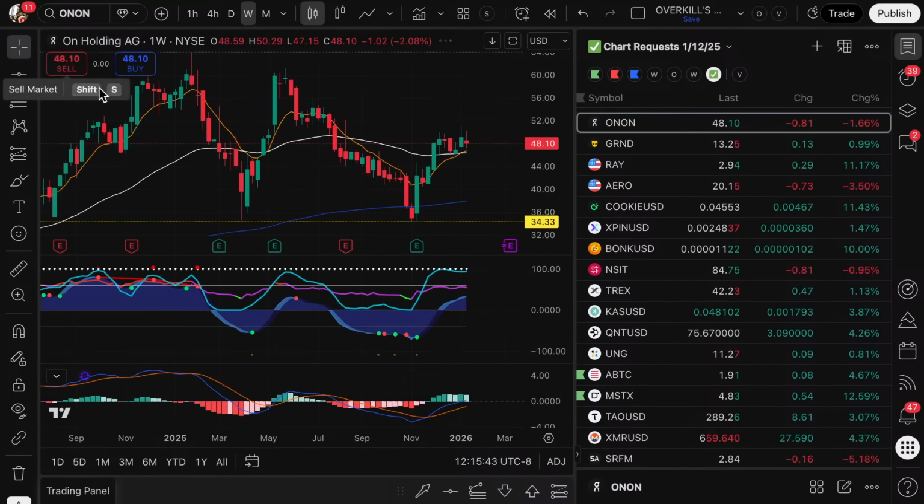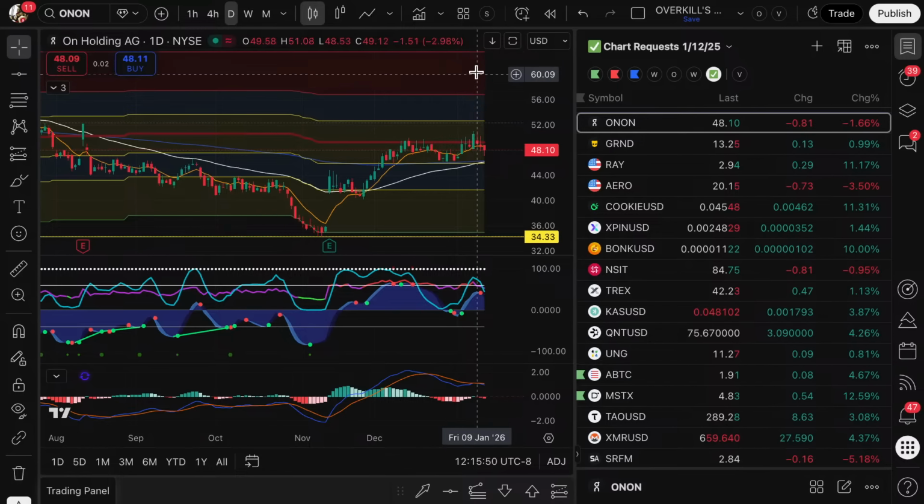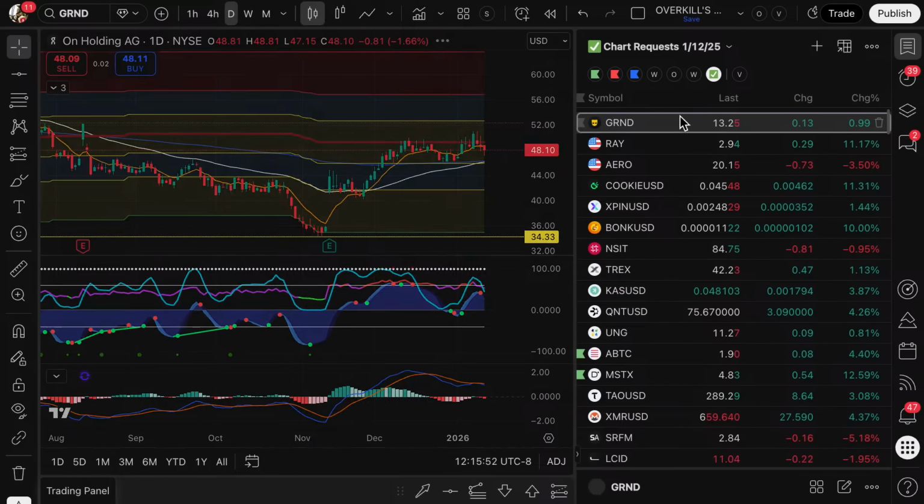Sui looks good. Onan, O-N-A-N. Again, weekly up here. We want to buy down here. We should have been buying that at 34. Red zone's up there at like $60. That'd be my target.